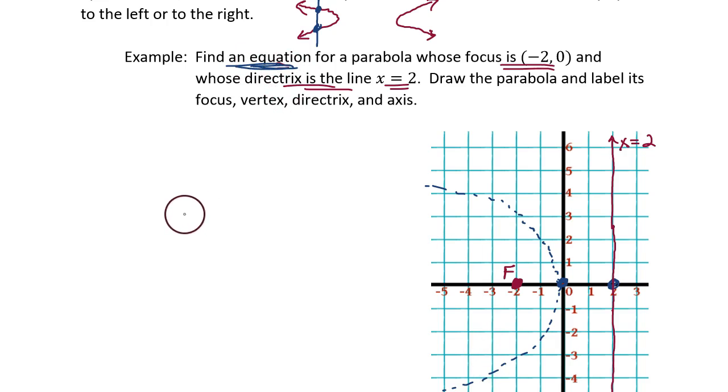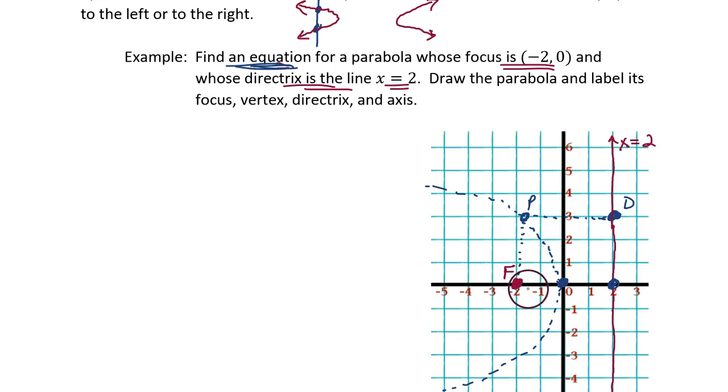To find the equation, let's use the definition of a parabola discussed today. The distance from point F to a point on the parabola, let's call it point P, this distance right here, is equal to the distance from point P over to the directrix line. Let's call this point D.